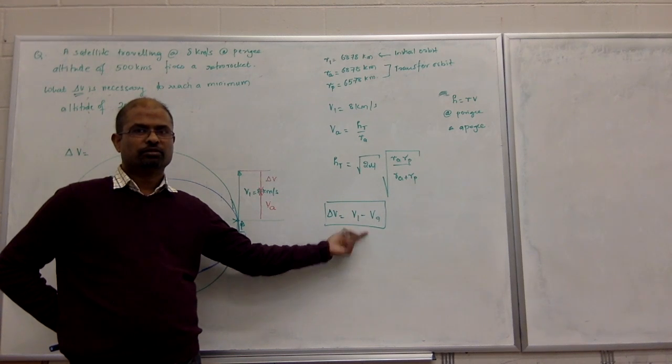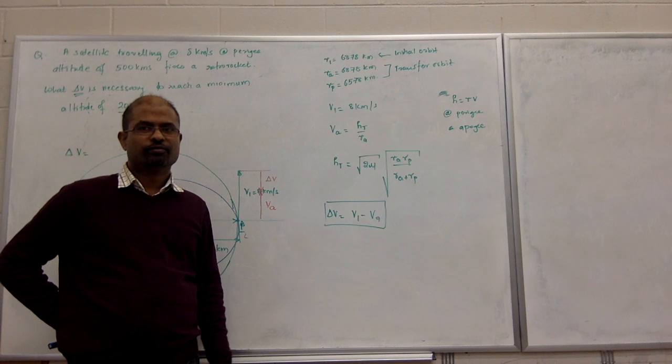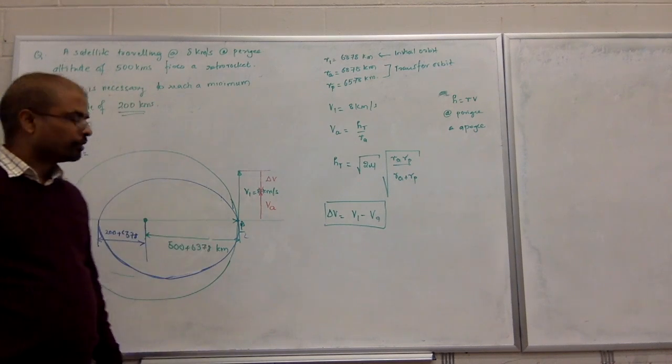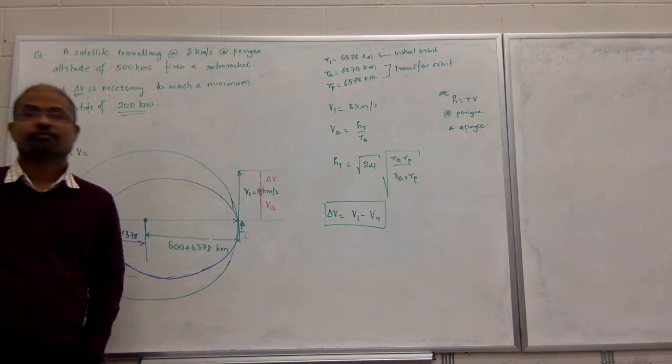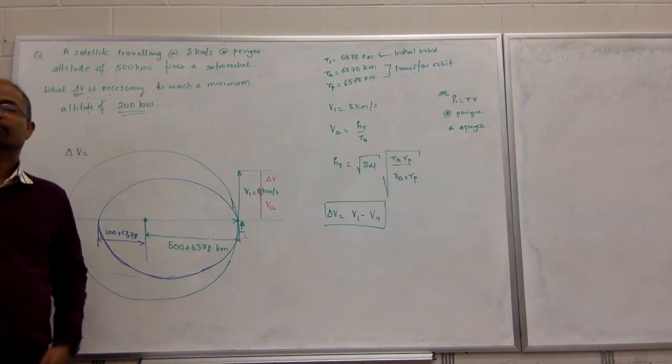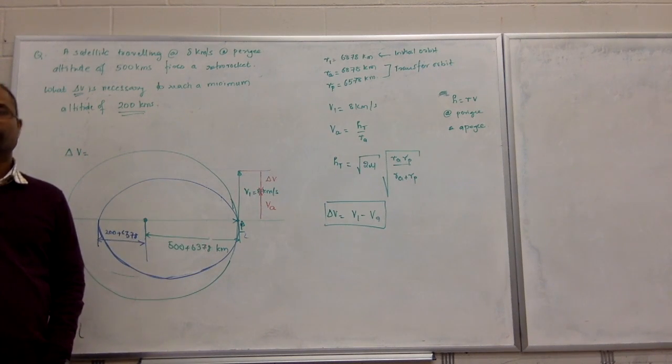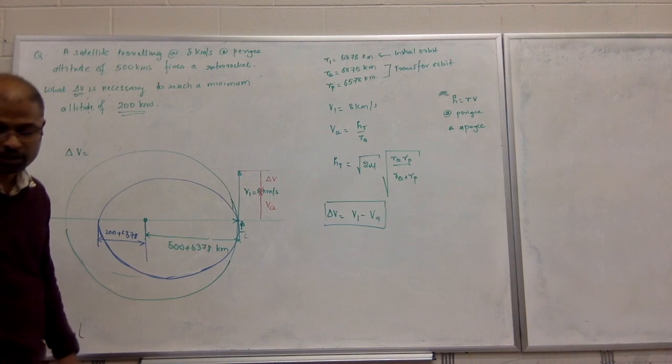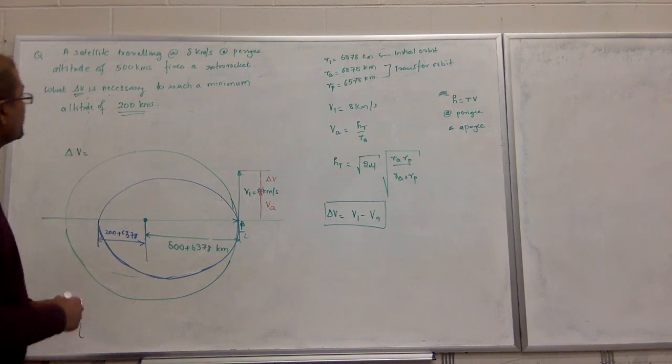First question. VA is like the final velocity. So why isn't it VA minus V1? It is decreasing. You're going into a smaller orbit. Keep in mind, these two numbers are very critical. What orbit are you going into?